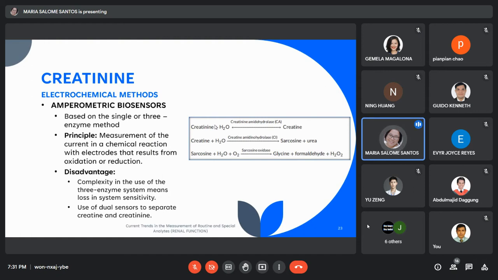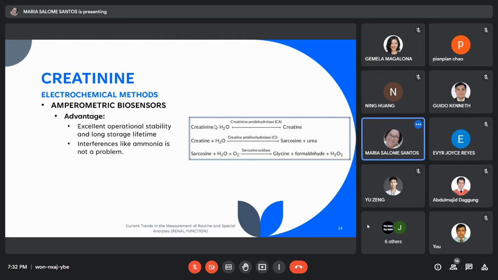Okay, for the amperometric biosensor, this is based on a single or three enzyme method with the principle of measurement of the current in a chemical reaction with electrodes that results from the oxidation or reduction. And the disadvantage of this method is the complexity in the use of the three enzyme system. That means loss in system sensitivity and the use of dual sensors to separate creatine and creatinine. As an advantage, it has excellent operational stability and long storage lifetime. Interferences like ammonia is not a problem.